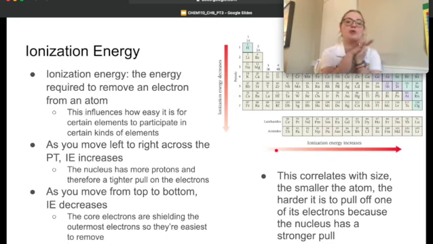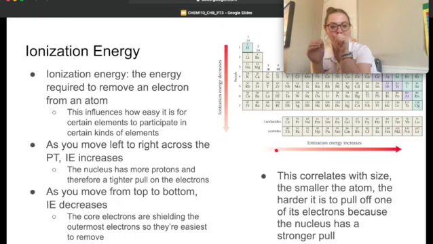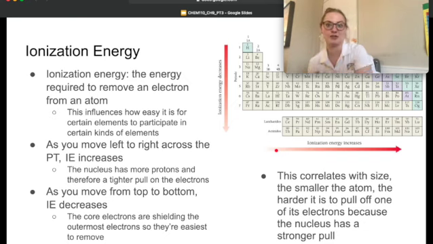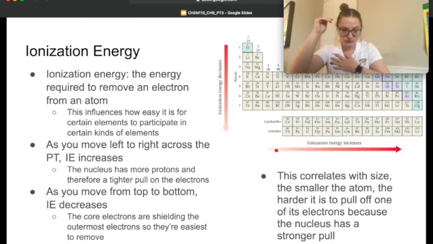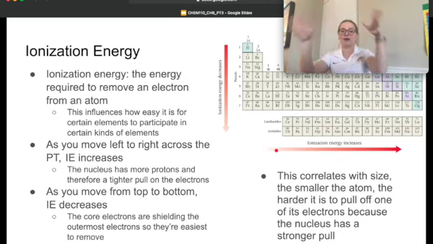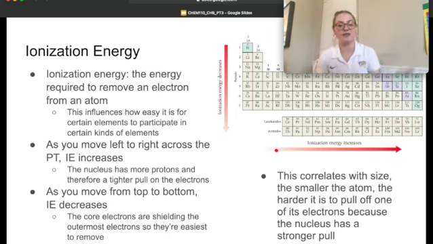So, as you move from left to right across the periodic table, ionization energy increases, okay? So the nucleus has more pull on those electrons. They've got more protons, therefore a tighter pull, therefore a higher ionization energy. As you move from top to bottom, ionization energy decreases because those core electrons are shielding those outermost valence electrons, so it's so easy to remove them because they're barely feeling the pull of that nucleus.